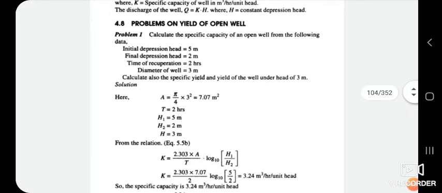So let's see about the open well sample problem. Calculate the specific capacity of an open well from the following data. Initial depression head is 5 meter, final depression head is 2 meter, time of recuperation is 2 hours, diameter of well is 3 meter. Calculate also the specific yield and yield of the well under head of 3 meter.